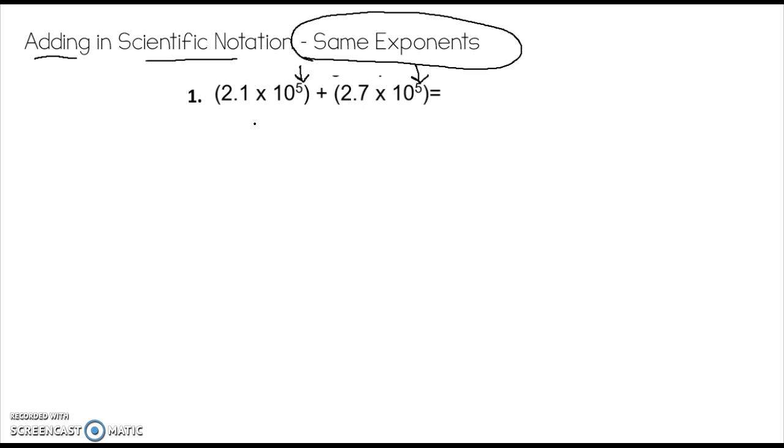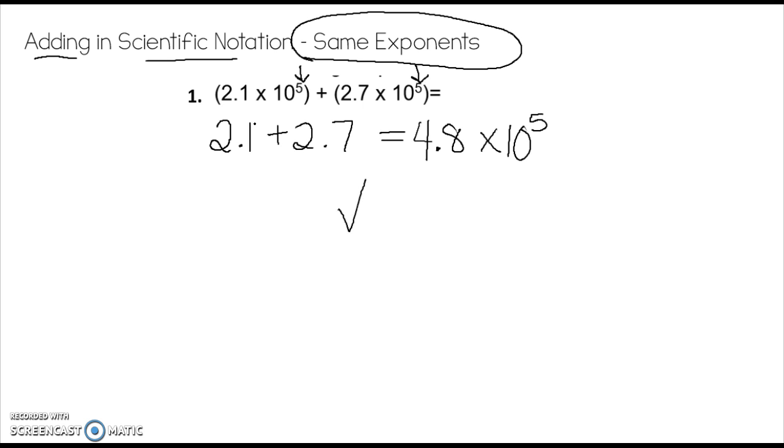So when these are the same exponents, it's actually not a very long process. All we do is we take these two front numbers and we combine them. So 2.1 plus 2.7 would give me 4.8. And then all I actually have to do is keep that same power. So 4.8 times 10 to the 5th, this one's done.